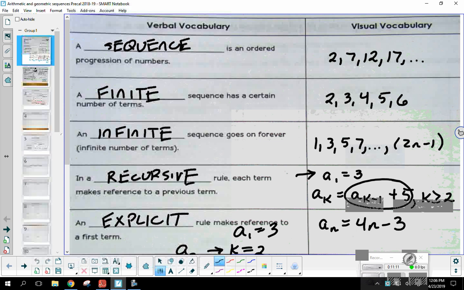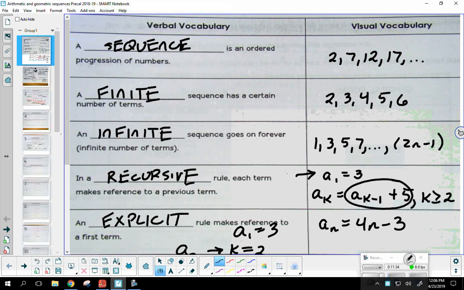Let's take a look at this. All right, so if you will please take out the notes we were looking at yesterday, arithmetic and geometric sequences, and there are extra copies over there in the folders by Christian if we need one. Okay.